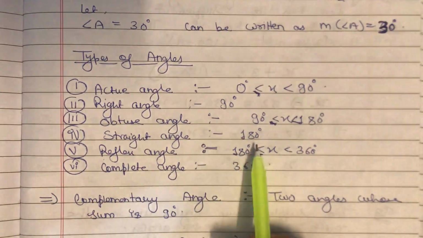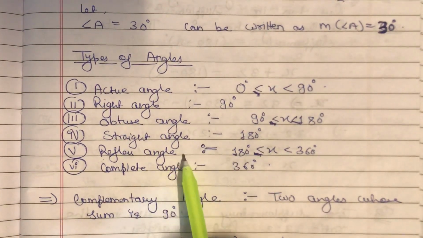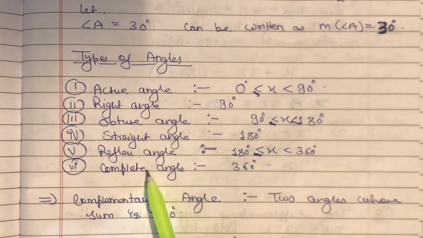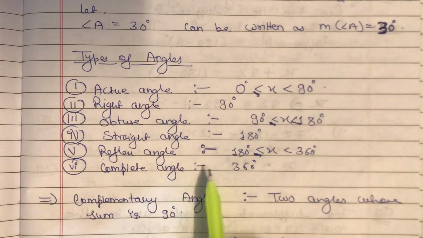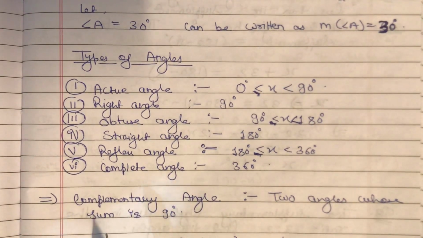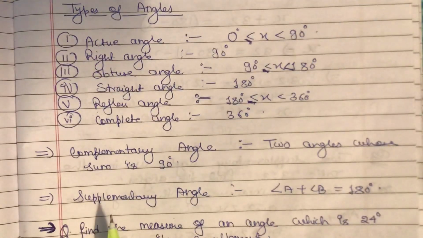Straight angle, which is equal to 180 degree. Reflex angle, which is greater than 180 degree but lesser than 360 degree. And complete angle is the angle which is equal to 360 degree. Like angle around a point, it's a 360 degree angle, right?